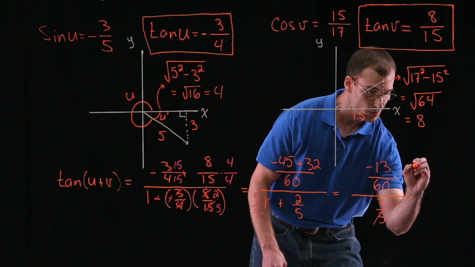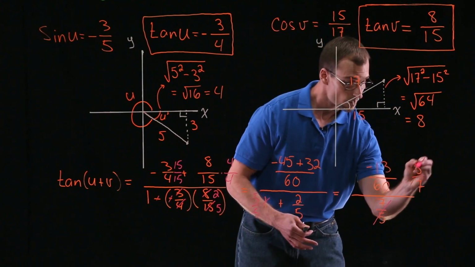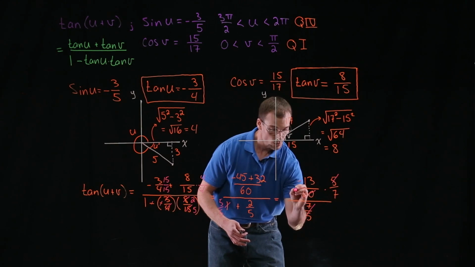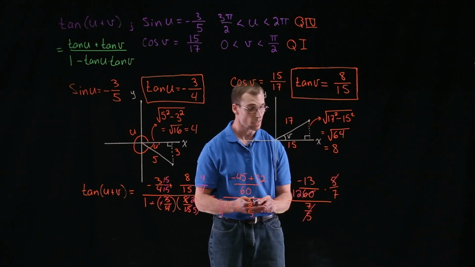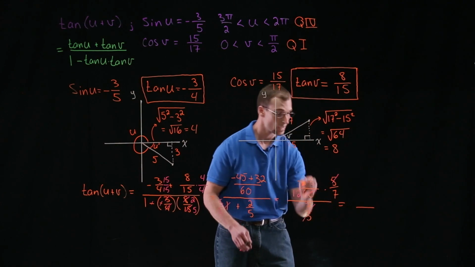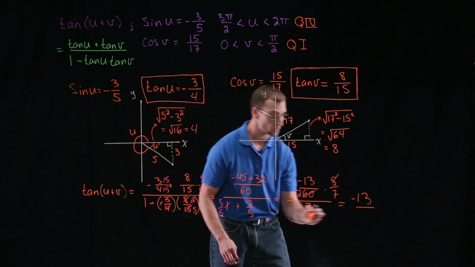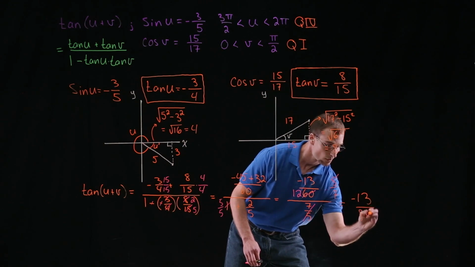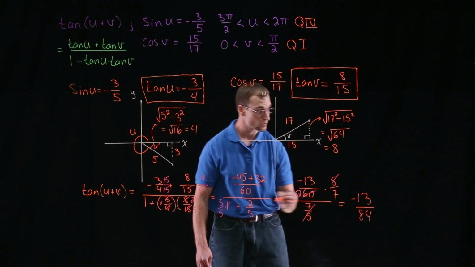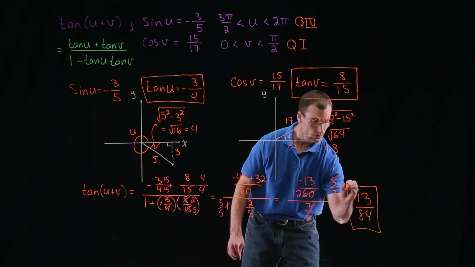So a fraction divided by a fraction, we invert and multiply. So our 7/5 we're going to multiply up top by 5 over 7. 5 goes into our 60 12 times. And so lastly, we have negative 13 over 12 times 7, or 84. And so there we have it, the exact value of tangent of u plus v.